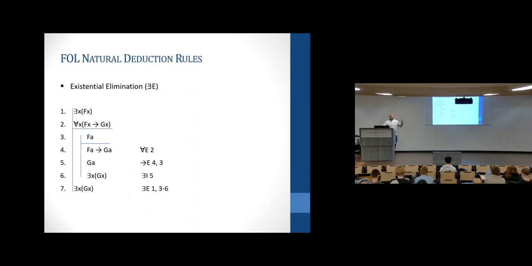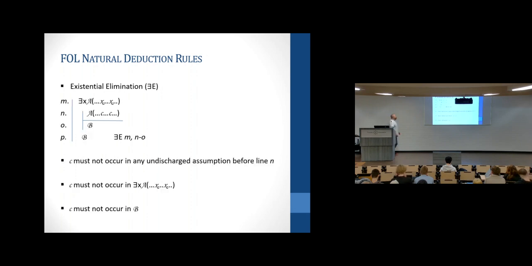So, again, the 3 requirements for existential elimination. The substitution name that you're plugging in needs to be arbitrary, so it can't appear in any undischarged assumption up to that point. It can't already be in your sentence, and it needs to be gone by the end.